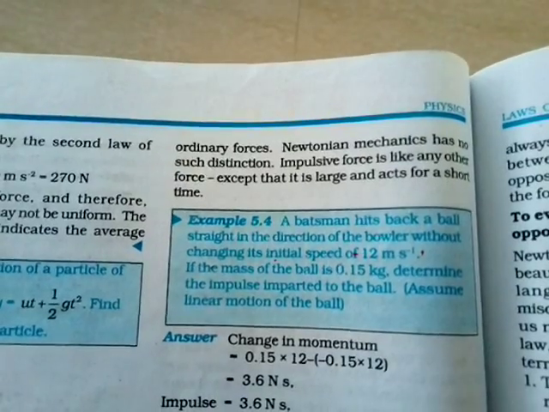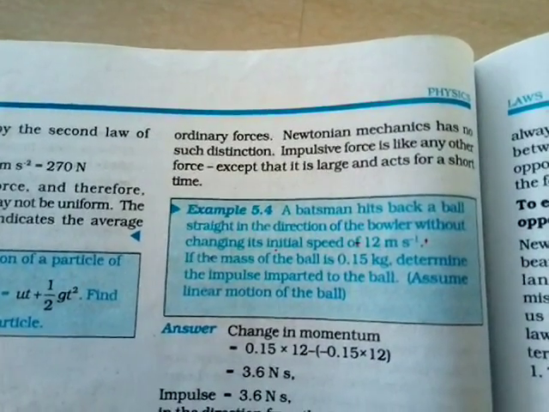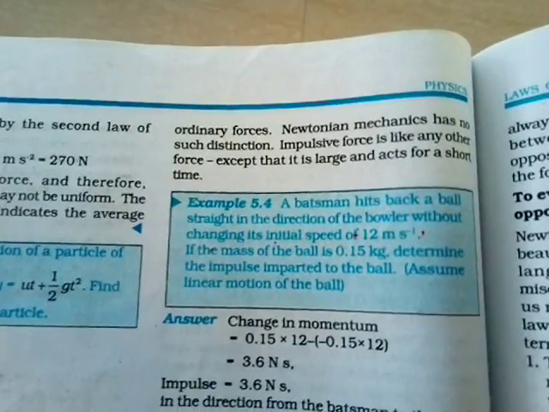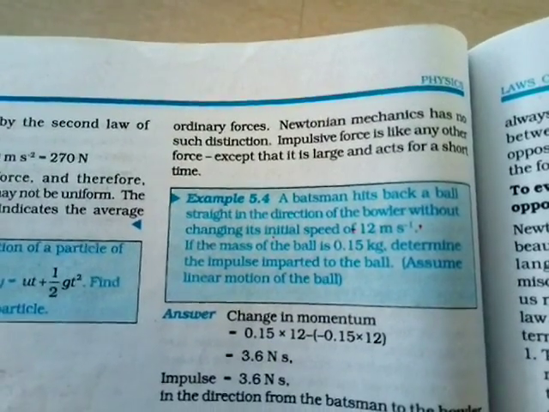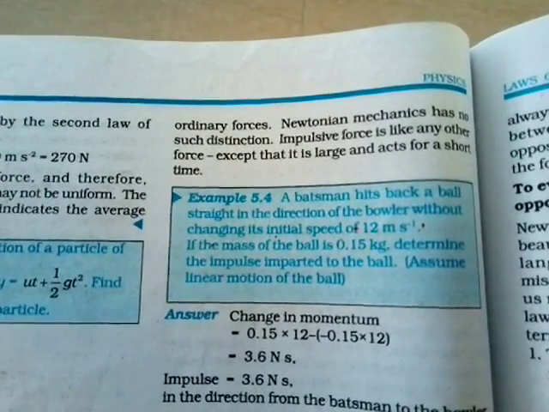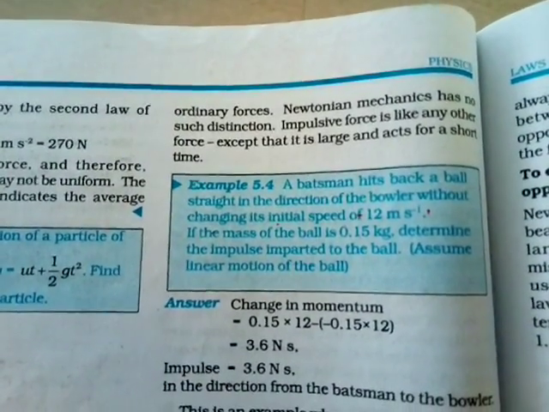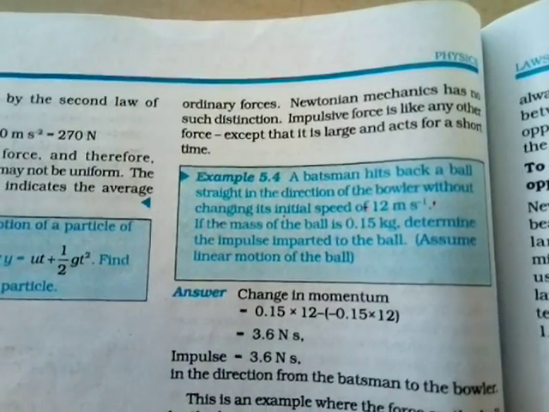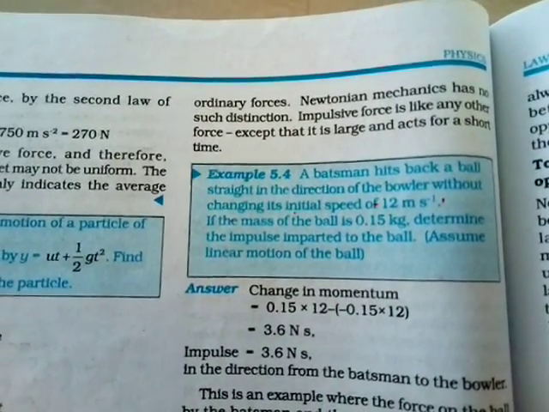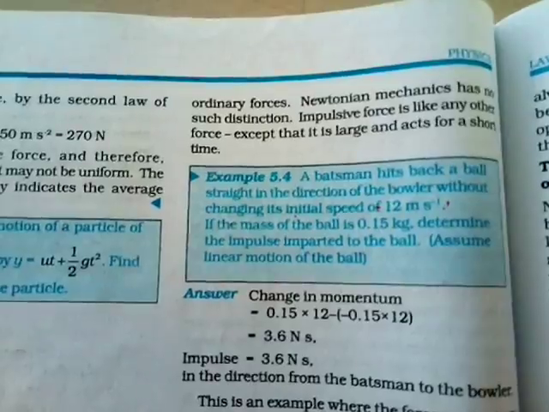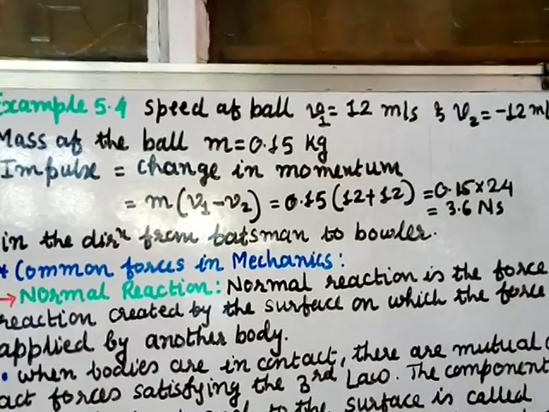Example 5.4. A batsman hits back a ball straight in the direction of the bowler without changing its initial speed of 12 meters per second. If the mass of the ball is 0.15 kg, determine the impulse imparted to the ball. Assume linear motion of the ball.